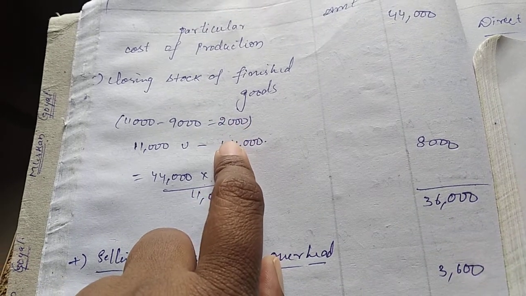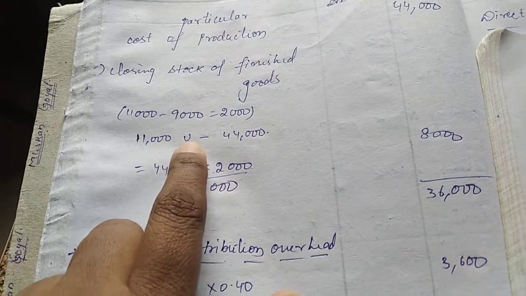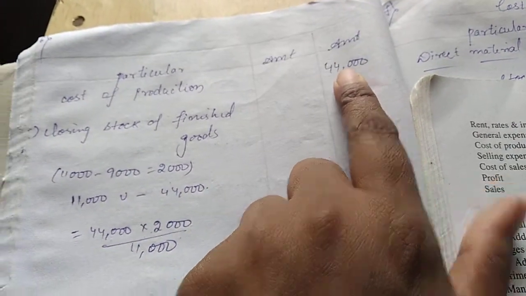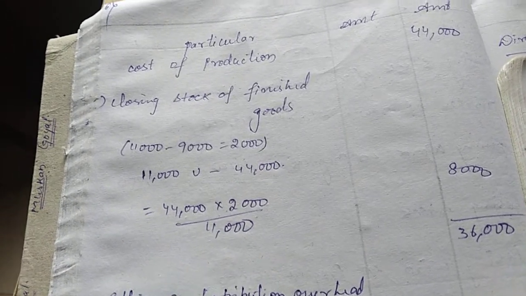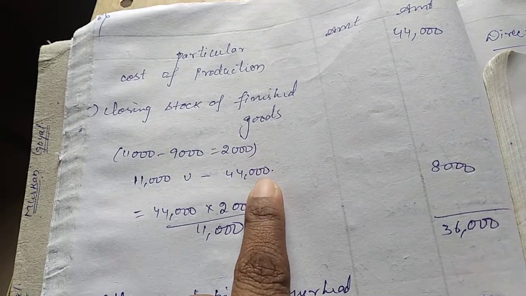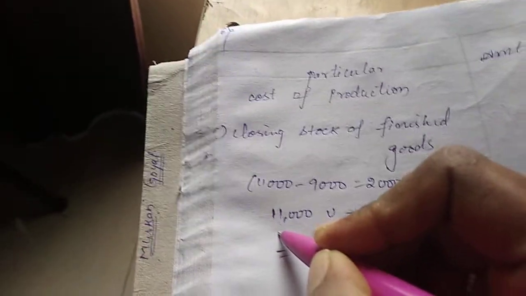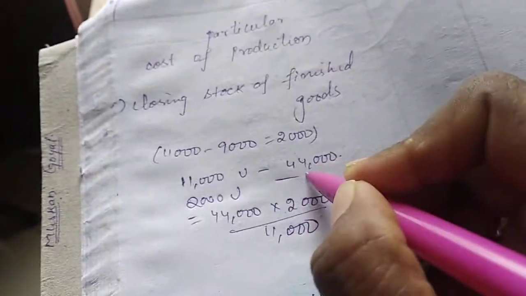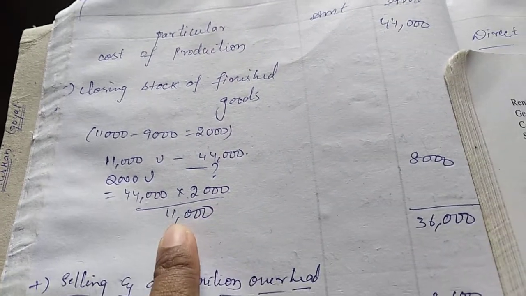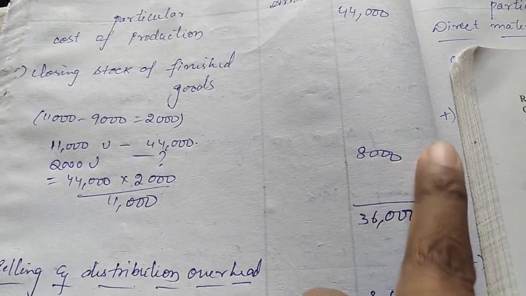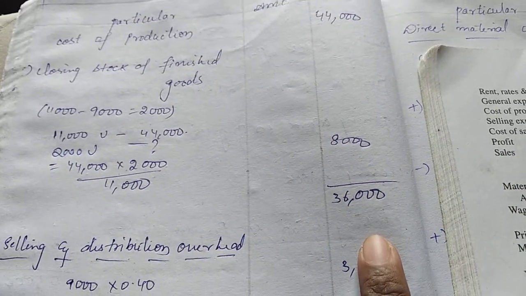Okay, 2,000 units. But is a value given? No, the value has not been given. So how do we find it? For 11,000 units, the production cost is 44,000. Then for 2,000 units, how much? Cross multiplication: 44,000 into 2,000 divided by 11,000. So the closing stock of finished goods is 8,000. Then 44,000 minus 8,000 is 36,000.